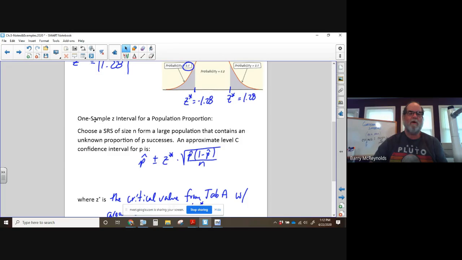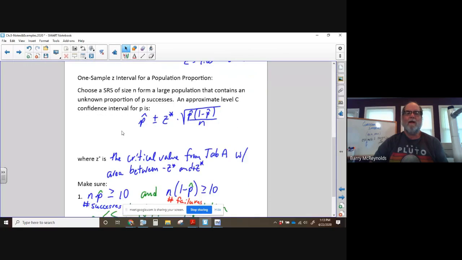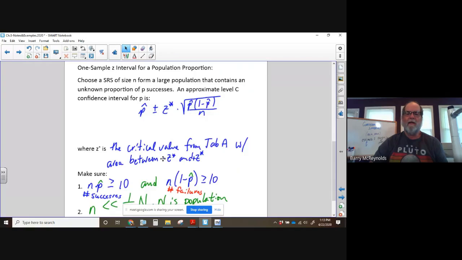If all you have is one sample from a population, then you're going to use Z star. If you have more than one, 2, 3, 5, 10, 25 different samples of the same size N, then this critical value will come from another source, and we'll go through that when the time comes. But for right now, we're talking about a one sample Z interval. And so Z critical, or this critical value, comes from table A, and it represents the area between a negative Z star and a positive Z star.